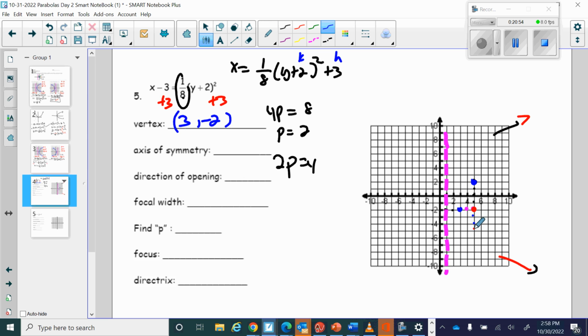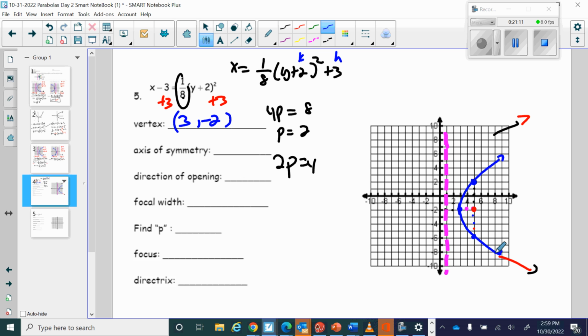1, 2, 3, 4. Excuse me. And so now, if I sketch the graph, it goes through the vertex, through that point, and through the other point.